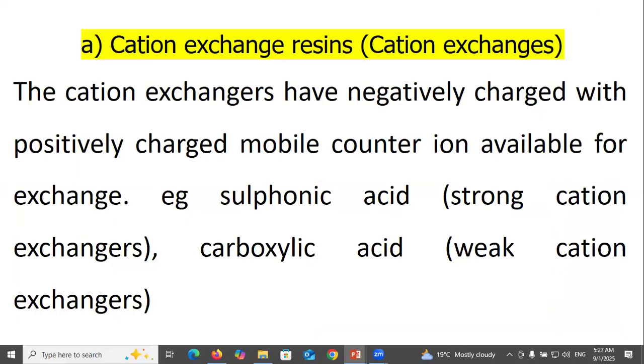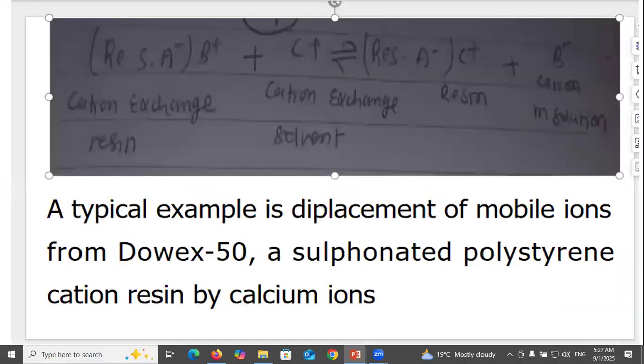Cation exchange reagents, cation exchangers. The cation exchangers have negatively charged groups with positively charged mobile counter ions available for exchange. Example: sulfonic acid, strong cation exchanger; carboxylic acid, weak cation exchanger. Cation exchange resin.